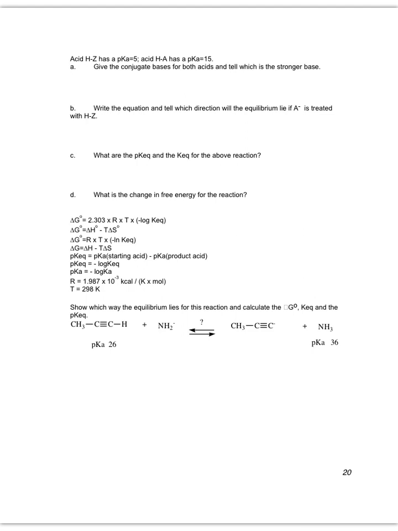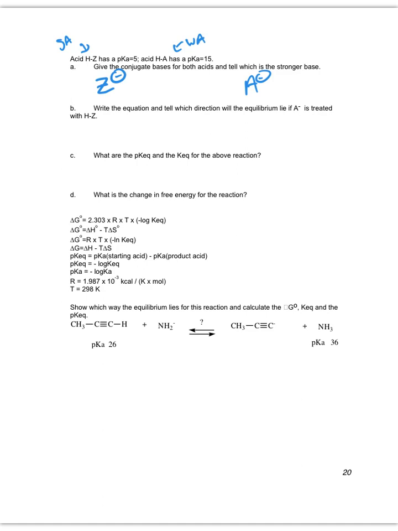So the first thing in this one, our acid HZ has a pKa of 5 and acid HA has a pKa of 15. So just from those two things, we know that HZ is the stronger acid of the two and HA is going to be the weaker acid just because of the pKa's of those two. So given the conjugate bases, the difference between the acid and the conjugate base is just going to be the loss of a proton. So Z minus is the conjugate base for HZ, and A minus is the conjugate base for HA.